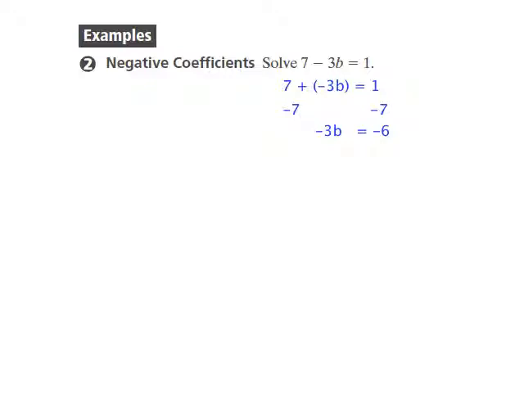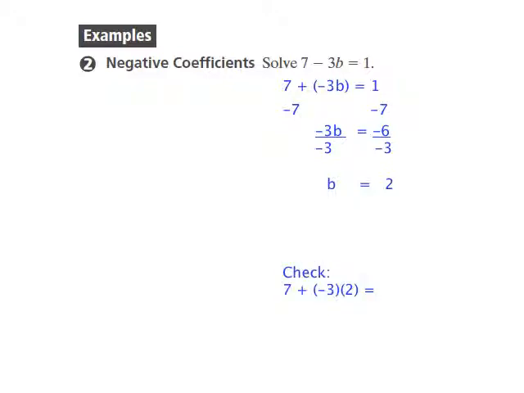When we get to this point, we're now ready to divide both sides by negative 3. On the left-hand side, the negative 3's cancel each other out. You're left with b. And on the right-hand side, negative 6 divided by negative 3 is 2. So the solution is 2. B equals 2. You can substitute that back into the problem and see if that works.